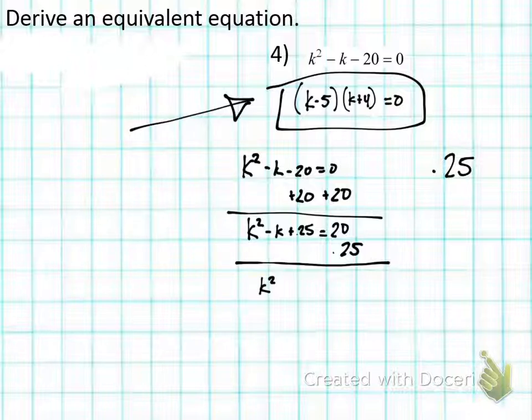So K minus 1/2 squared, all equal to 20.25. Okay? That's it. With the square root.